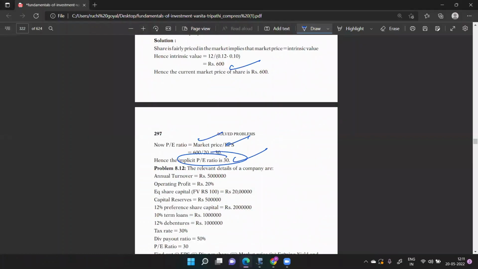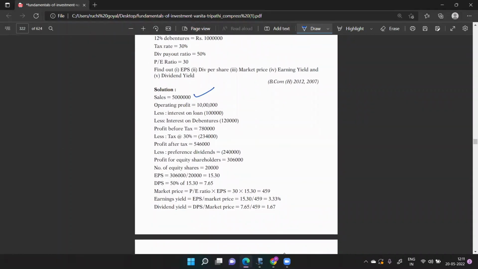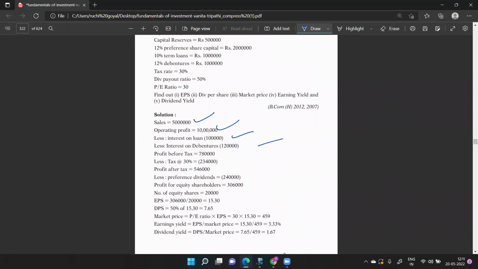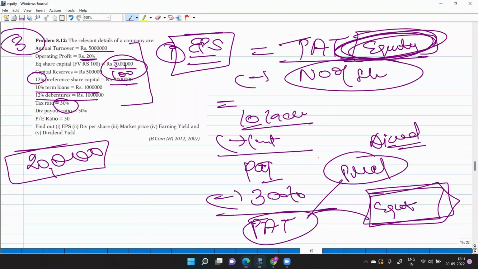Let's check it. See, first the sales were this much, 20% operating profit was made, and both kinds of interest were deducted. We got profit before tax. We deducted 30% of tax. We got profit after tax. Now, after that, I deducted the preference dividend. This is the profit that is available to the equity shareholders. These are the number of shareholders. Finally, we divided both and we got EPS.